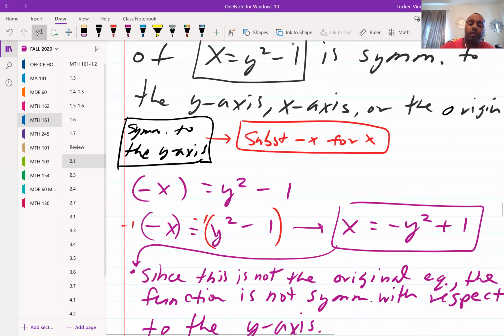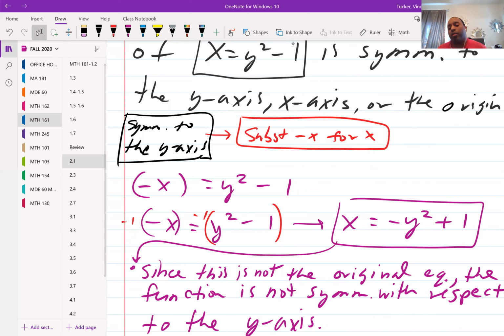And so the statement after that: since it is not the original equation, the function is not symmetric with respect to the y-axis. When you plug in negative x, after you simplify and make your comparison, it should equal the original equation if it is symmetric to the y-axis.